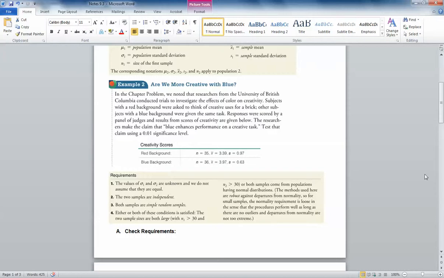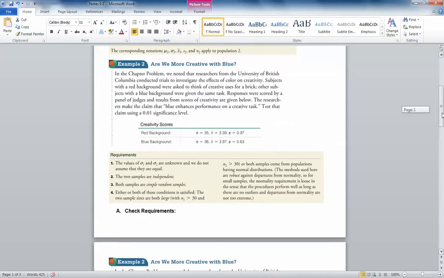All right, before we can run a hypothesis test, let's take a look and make sure that the requirements are met. The first requirement: the values of sigma 1 and sigma 2 are unknown, and we do not assume that they are equal. So we have two samples, and we do not know the population standard deviations of either. We just have S, which is the sample. The two samples are independent. I think it would be reasonable that the creativity scores for the red group don't affect the creativity scores from the blue group. They were two completely different sets of people.